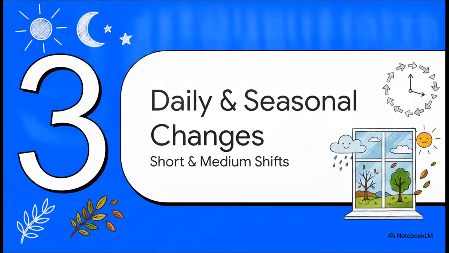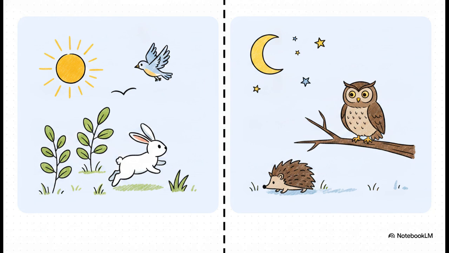All right, Section 3. Let's zoom in on daily and seasonal changes, those short and medium-term shifts. The most immediate change happens right in front of us every 24 hours, the shift between day and night. Living things behave completely differently depending on what the sun is doing. During the day, sunlight pours down, plants use that light to make their food, and animals like rabbits and birds are super active. But the moment night falls and darkness takes over, the whole system flips.